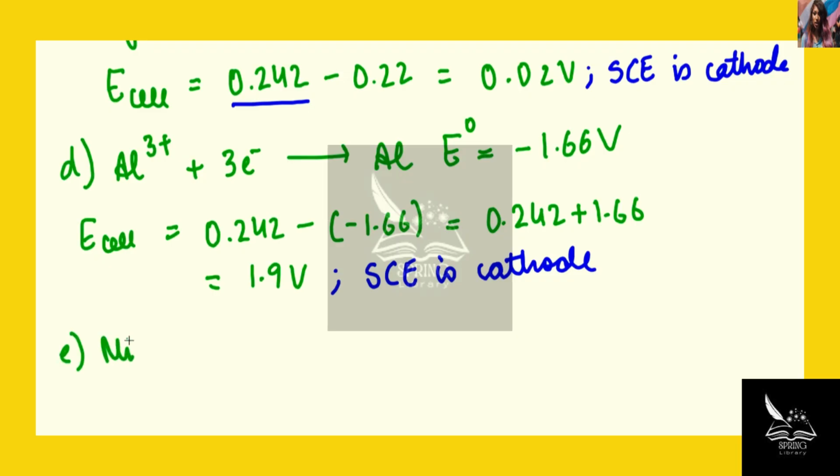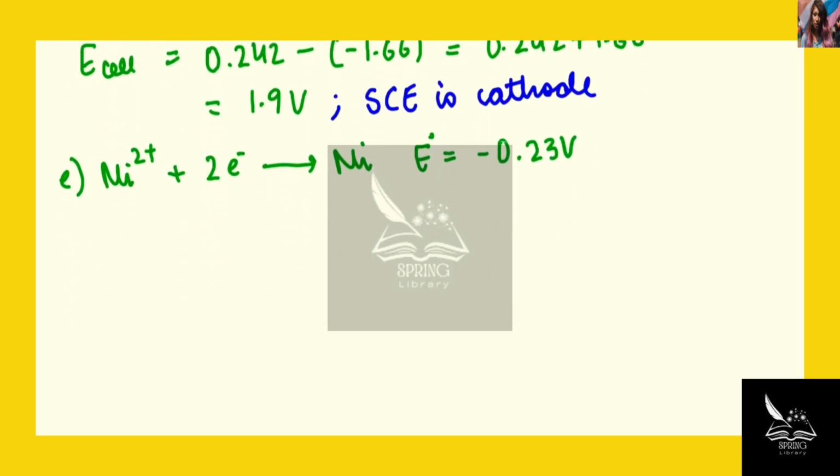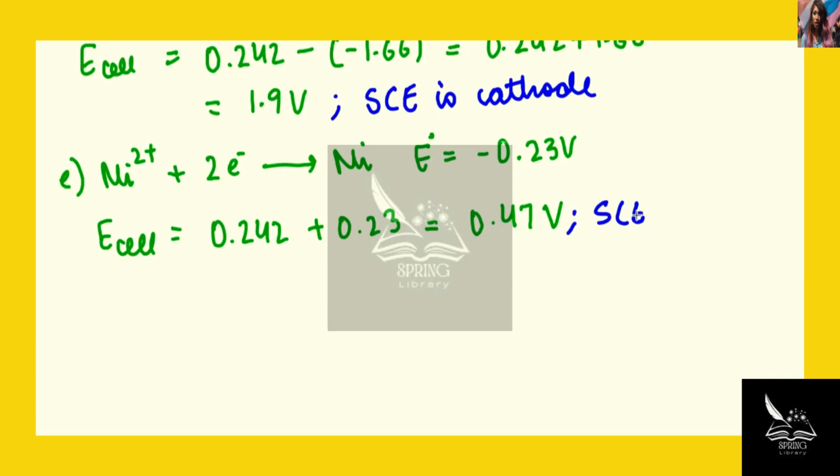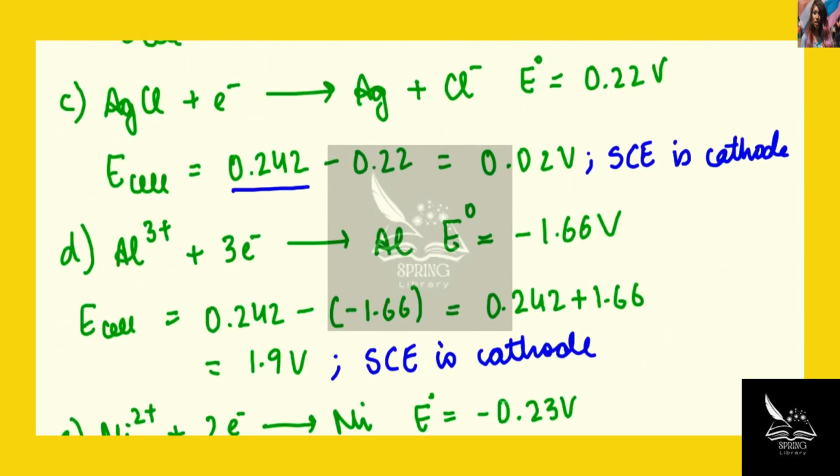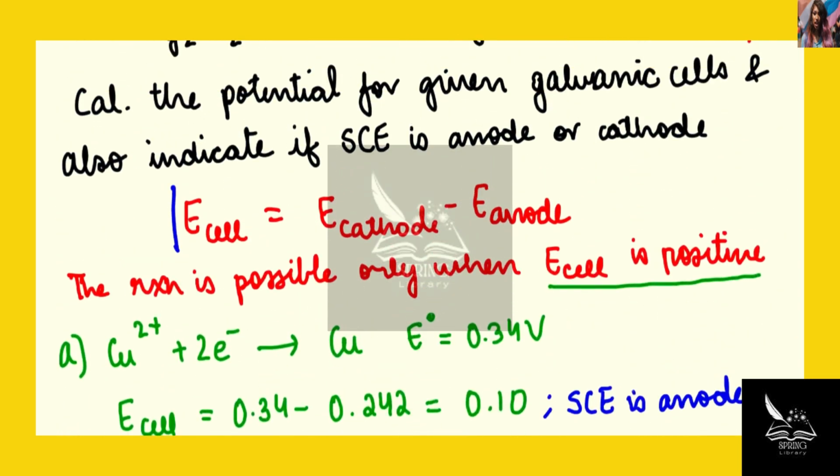Moving on to the last part, you have nickel 2 positive plus 2 electrons giving Ni. Here also E naught is minus 0.23 volts. So E cell will be equal to 0.242, the minus minus will be plus 0.23, 0.47 volts. So in this case, SCE is cathode again. Okay, so this is how you calculate just by looking at this formula.